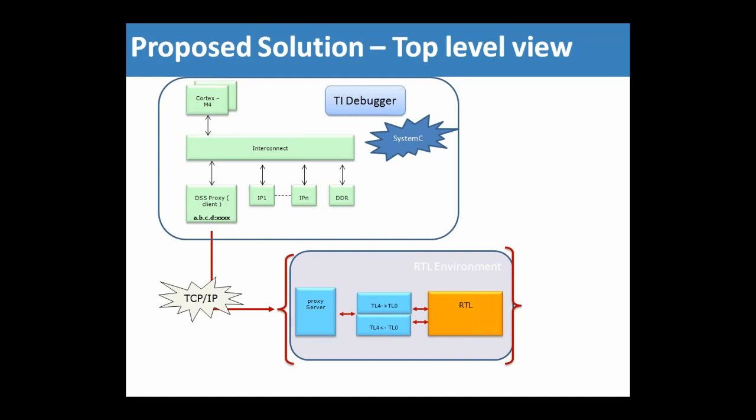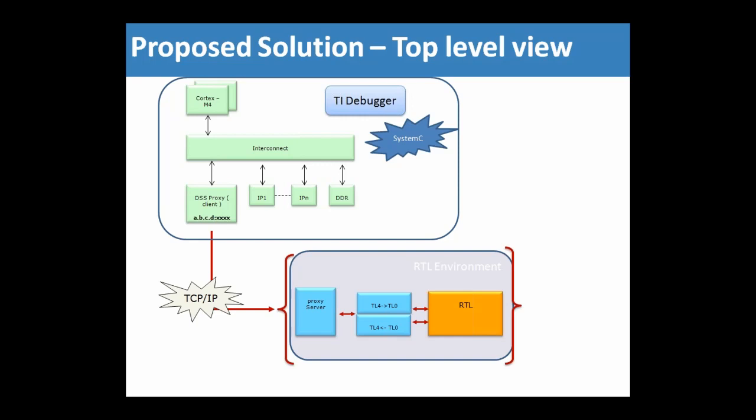So now we have a SystemC environment where we have the Cortex M4, let's say one interconnect, a bunch of IPs, DDR, and one of the IPs was supposed to be DSS, the display subsystem. So this is all running under the TI debugger on Windows, and the DSS IP is replaced by a proxy of the DSS, which receives commands as they are received from Cortex M4, and transfers those to the RTL environment using TCP/IP.